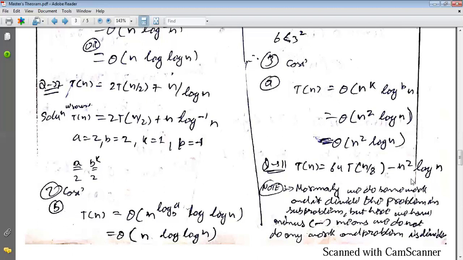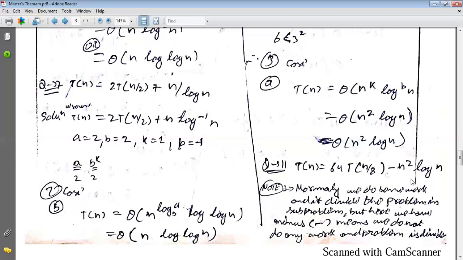The reason is that here we have the minus sign. Normally we don't have a minus sign in the recurrence relation. If we require solving this particular recurrence relation with Master's theorem, we can't do this. So this is the reason. That's why we are not able to solve the problem with the help of Master's theorem.